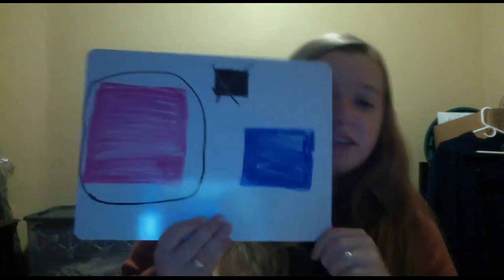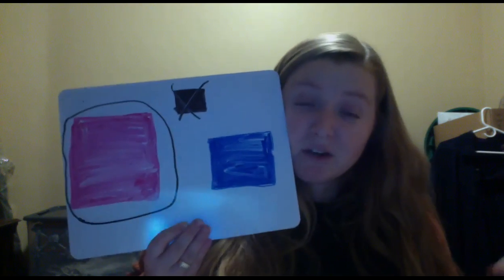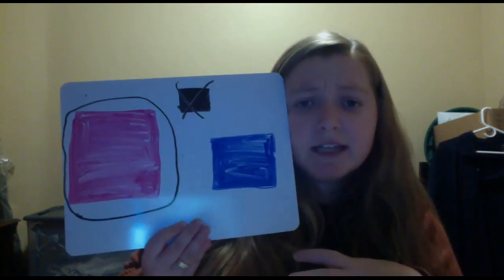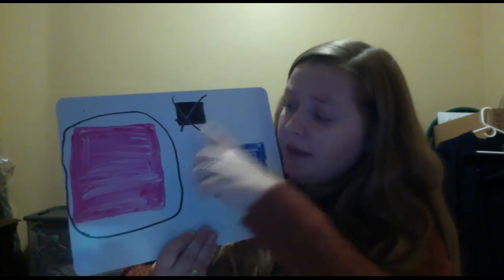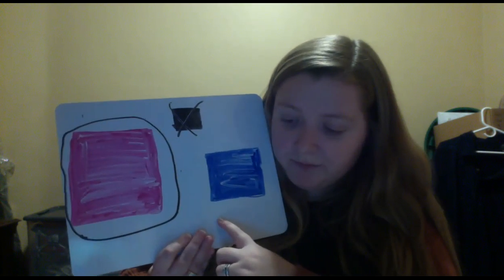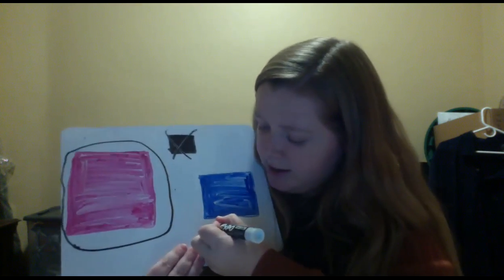And now let's look at the shapes. Which square is the middle sized? It means it's not the biggest, it's not the smallest. Is it the pink square, the black square, or the blue square? That's right, it's the blue square. So for the blue square, we're going to underline it.